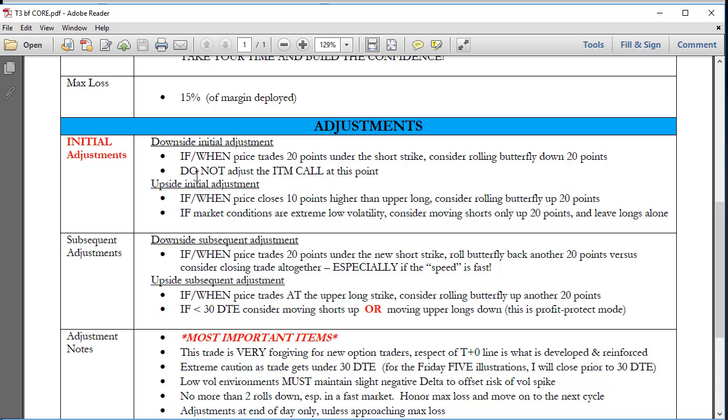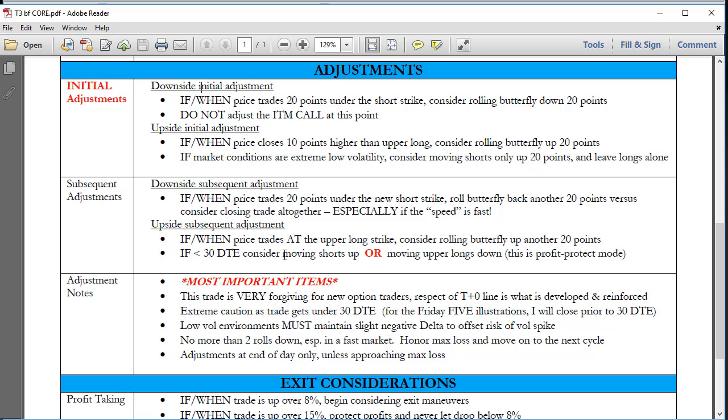As far as the upside adjustments, when you get 10 points higher than the upper long, consider rolling it up. In low volatility, we're only going to move up the shorts, leave the longs alone. Secondary adjustment is when you get at the upper long strike a second time, consider rolling it up again, or just move the upper longs down when you enter profit protect mode. And that's when you get under 30 days to expiration.